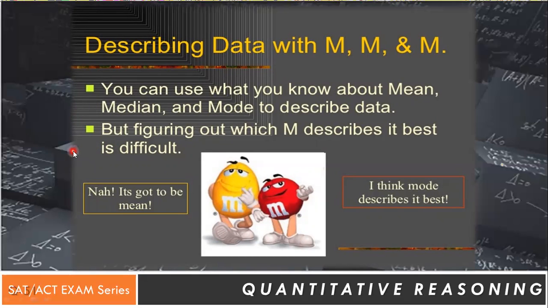You can use what you know about mean, median, and mode to describe data, but figuring out which M describes it best is difficult. So what's your idea? Am I just saying what I think is the best way to describe data? What's the best choice: mean, median, or mode?